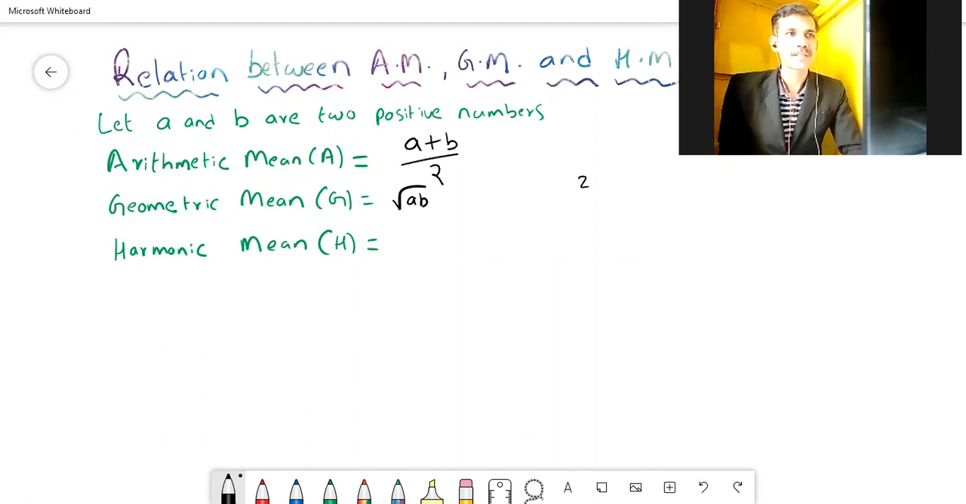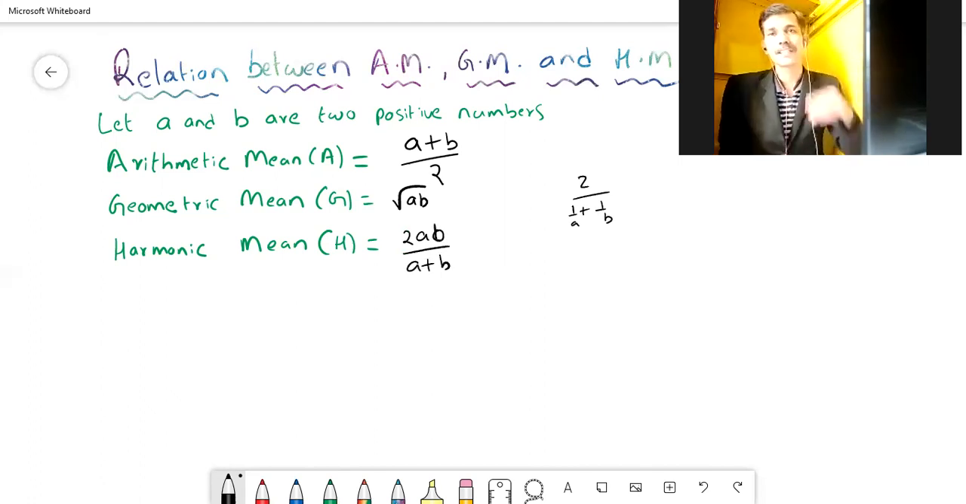So what are you going to get? We have to write the reciprocal of the averages. So like this it will be. So what you are going to get finally? Twice AB upon A plus B. Then only A and B are in harmonic mean. Okay.